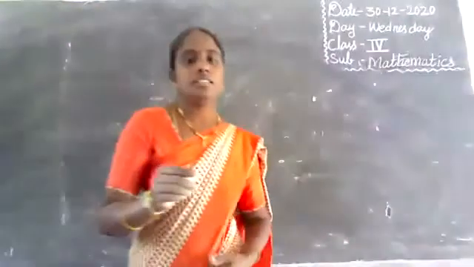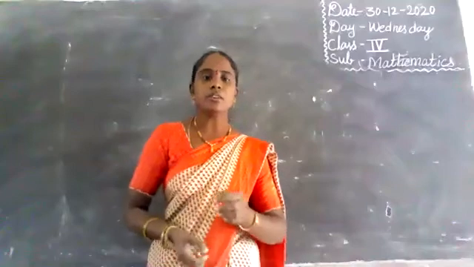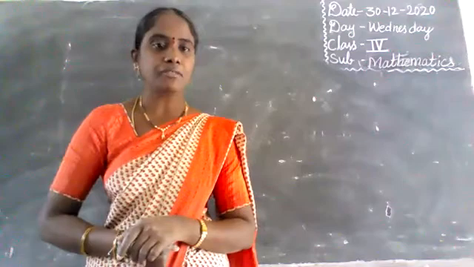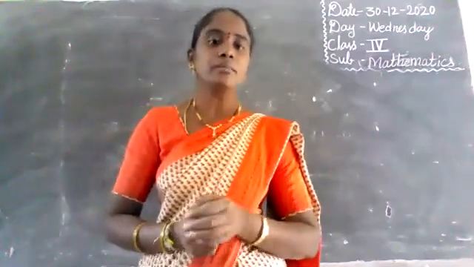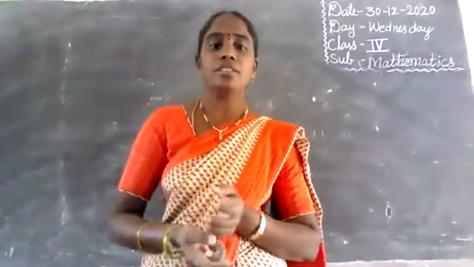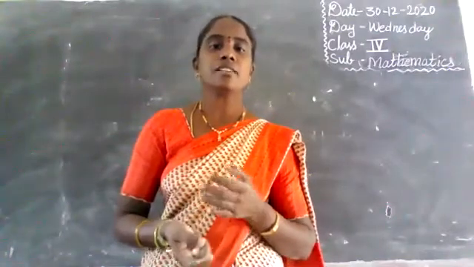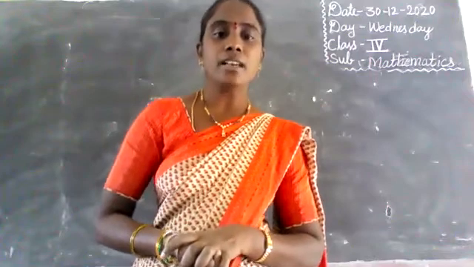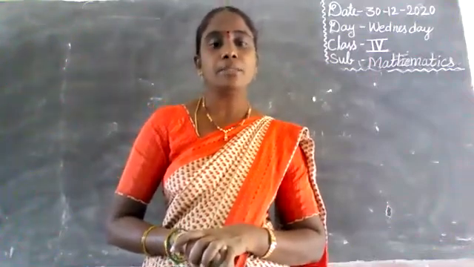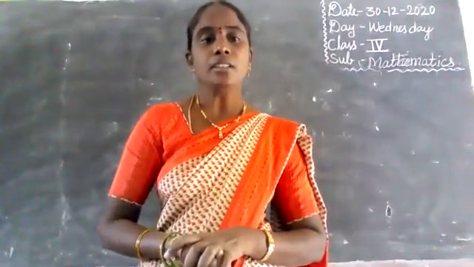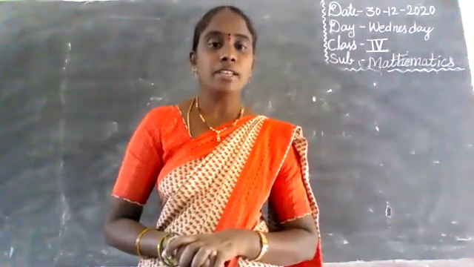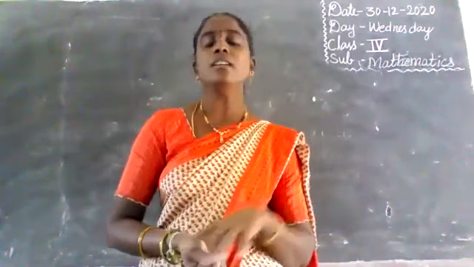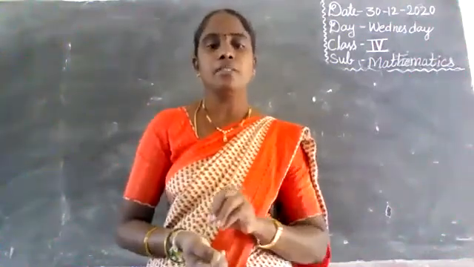Okay. In yesterday's class, we discussed decimals: how to write decimal form, fraction form, mixed decimal form, and mixed fraction form. In today's class, I am going to explain the expanded form, short form, and place value chart of decimal numbers. First, the place value chart of decimal numbers.